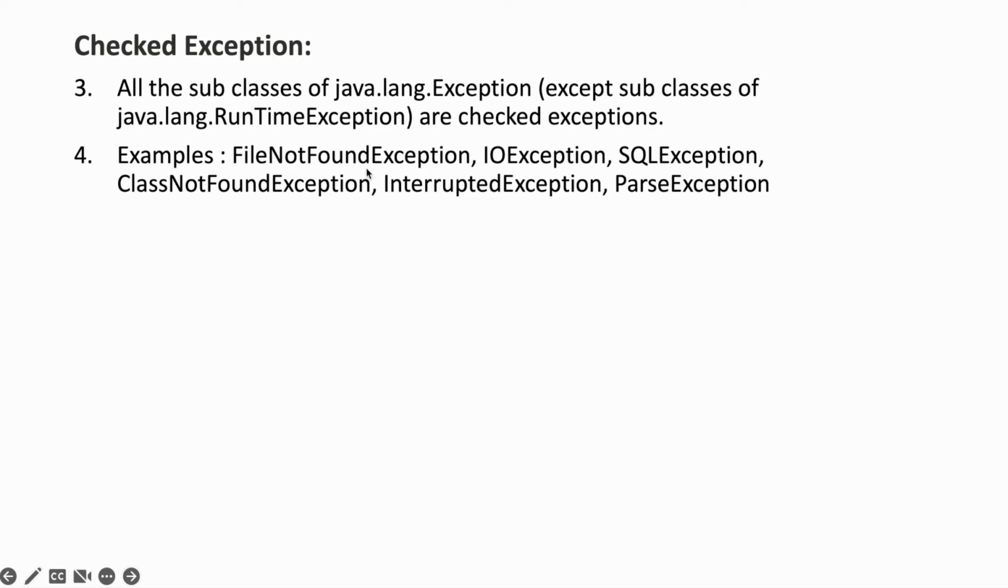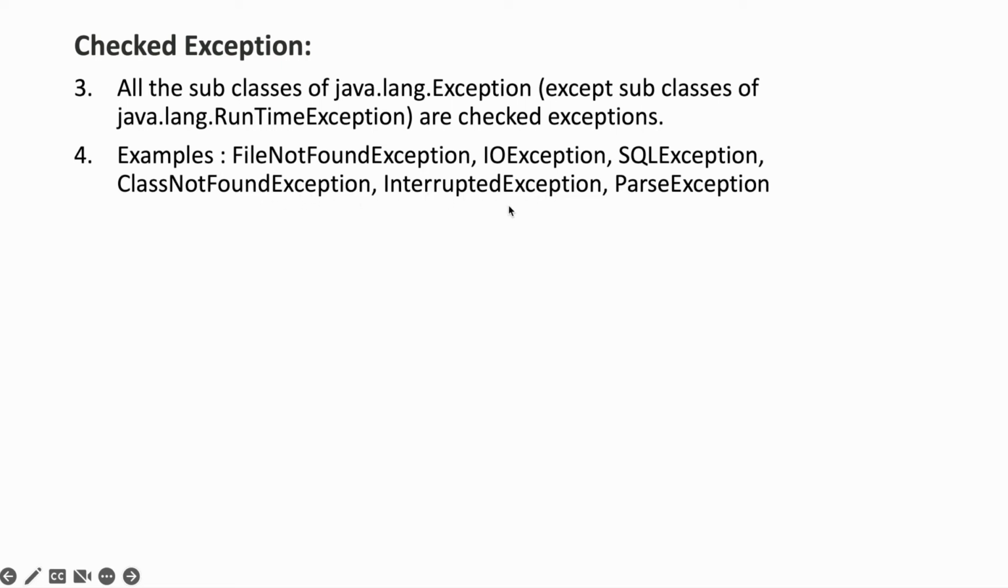FileNotFoundException. As we have seen in the earlier example, when we are performing file operations, at that time we have to handle this exception. IOException is a super exception of FileNotFoundException. When you are performing input output operations, we have to handle this IOException. SQLException. When you are working with SQL related statements, we will get this SQLException. So we have to handle those exceptions. ClassNotFoundException. When you use the Class.forName method, we have to handle this ClassNotFoundException.